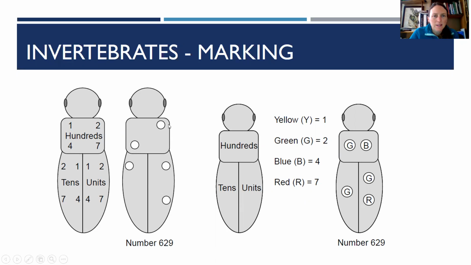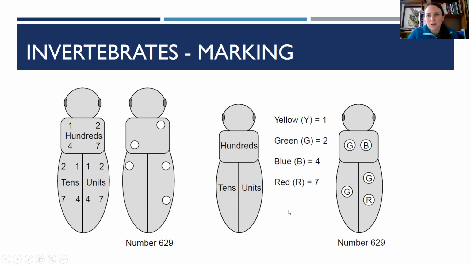Why? Because it has a 2 and a 4 in the hundreds, so that gives us 600. It has a 2 for the tens here, and then it has a 2 and a 7 for the 9. And so, cool, you can mark out from 1 all the way to 1,000, or probably 999, I guess. You can mark out 999 different individuals.